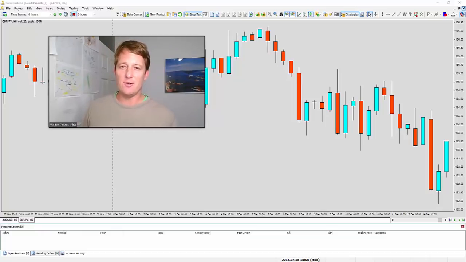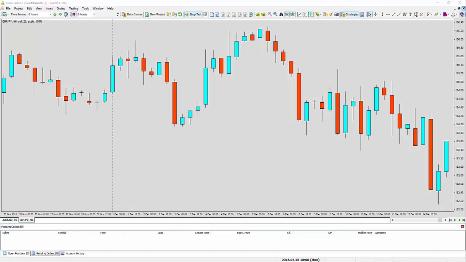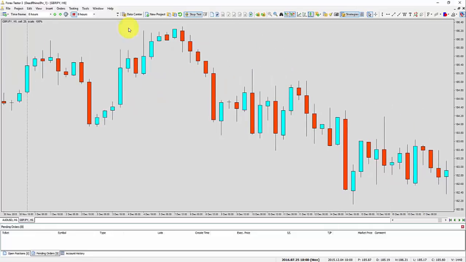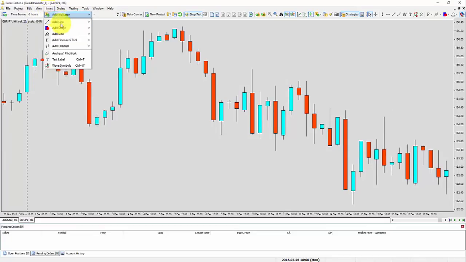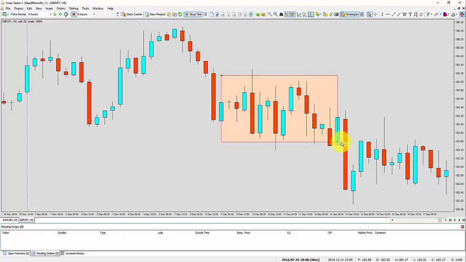So let me share with you what we're going to look at here in terms of the box. This chart is the pound yen, and what we're looking at here is the 6-hour chart. A box is, as you probably know, one of these spots on the chart where it doesn't really go up, doesn't really go down, it just kind of goes sideways, so to speak.